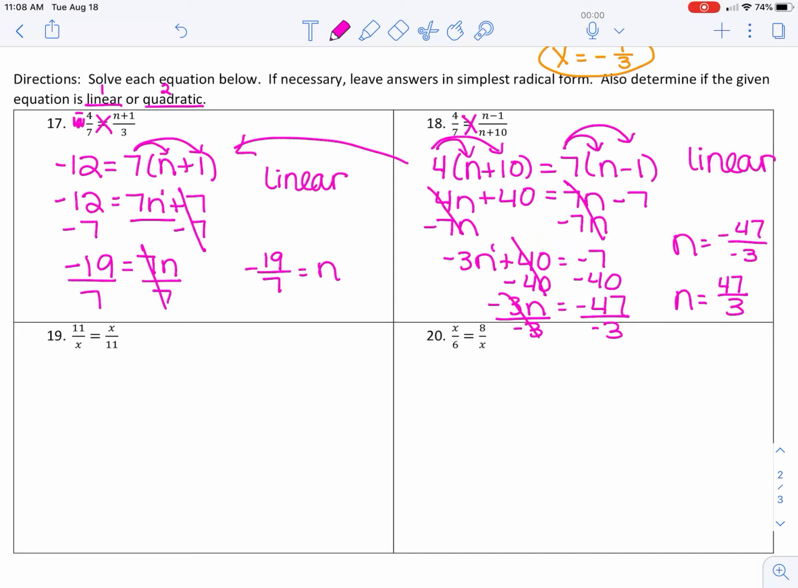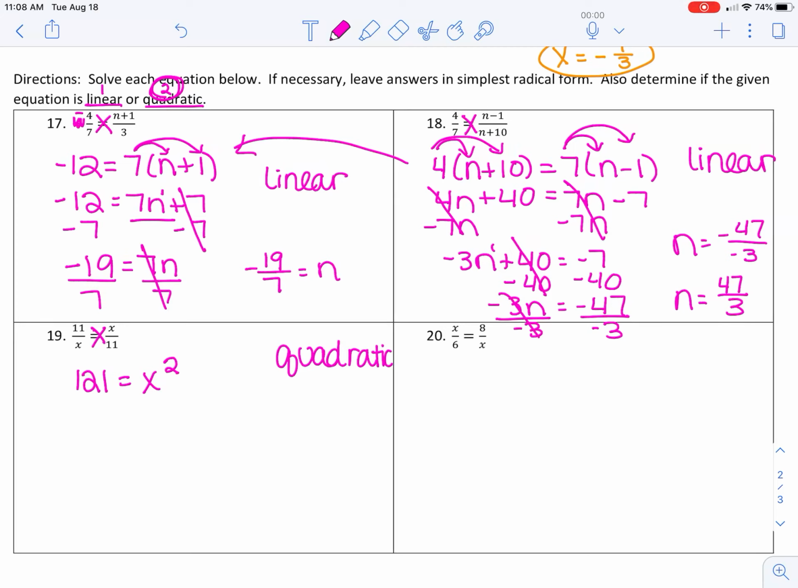Okay, 19. I'm about to lose my power on my pen, so I gotta hurry up here. 19, 11 times 11, I'm going to cross multiply again, is 121. Okay, x times x, we should know that is not 2x, it's x squared. Now, this looks a little bit different. This has an exponent of 2, so this one's actually going to be quadratic. We'll go ahead and answer that now.